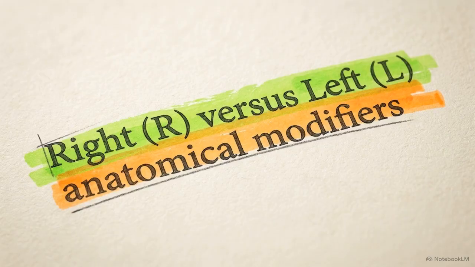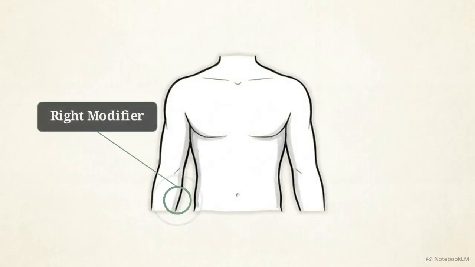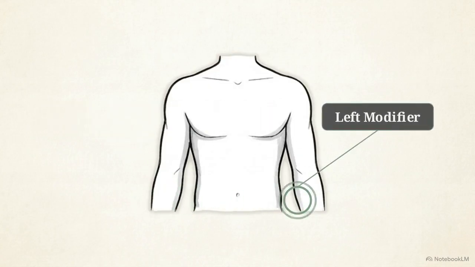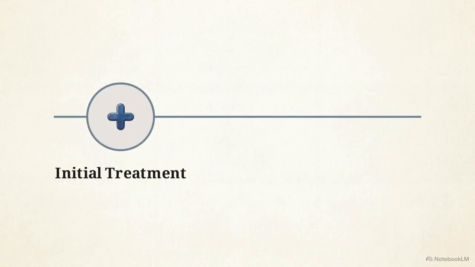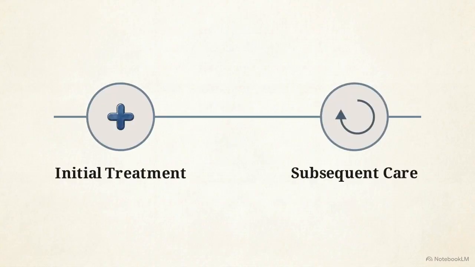This close-up shows the primary function of the tabular list: confirming code completeness. As highlighted here, this is where you assign specific anatomical modifiers to indicate if the fracture is on the right or left side. This is also where you find the requirement for a 7th character, which dictates the specific type of encounter, like whether the patient is receiving initial treatment or subsequent care.